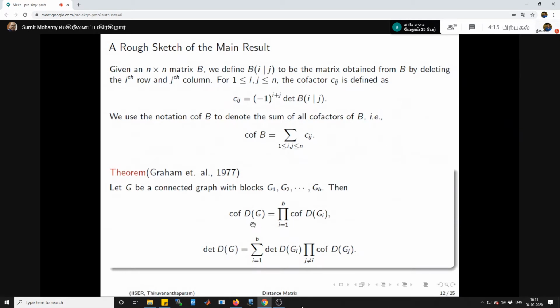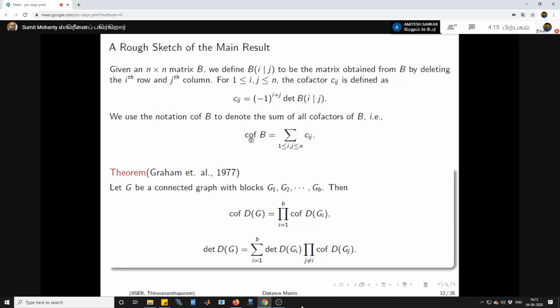Let us see what this COF means. Suppose we are considering an n cross n matrix, and Bij, with this notation, is obtained by deleting the ith row and jth column. Then the cofactor is given by this formula, which you all compute at some time in our life to determine the inverse. The sum of all these cofactors is denoted by COF of B.